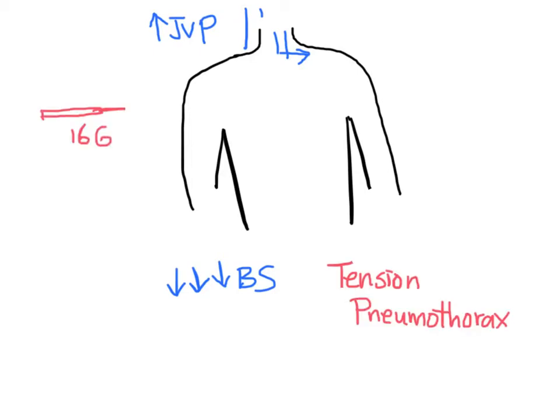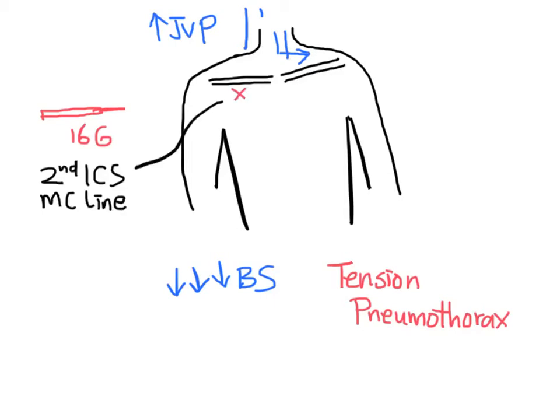You ask for a 16-gauge angiocatheter and insert it into the second intercostal space in the right mid-clavicular line to perform your needle decompression. There is a gush of air as you insert the catheter. The patient's blood pressure increased.